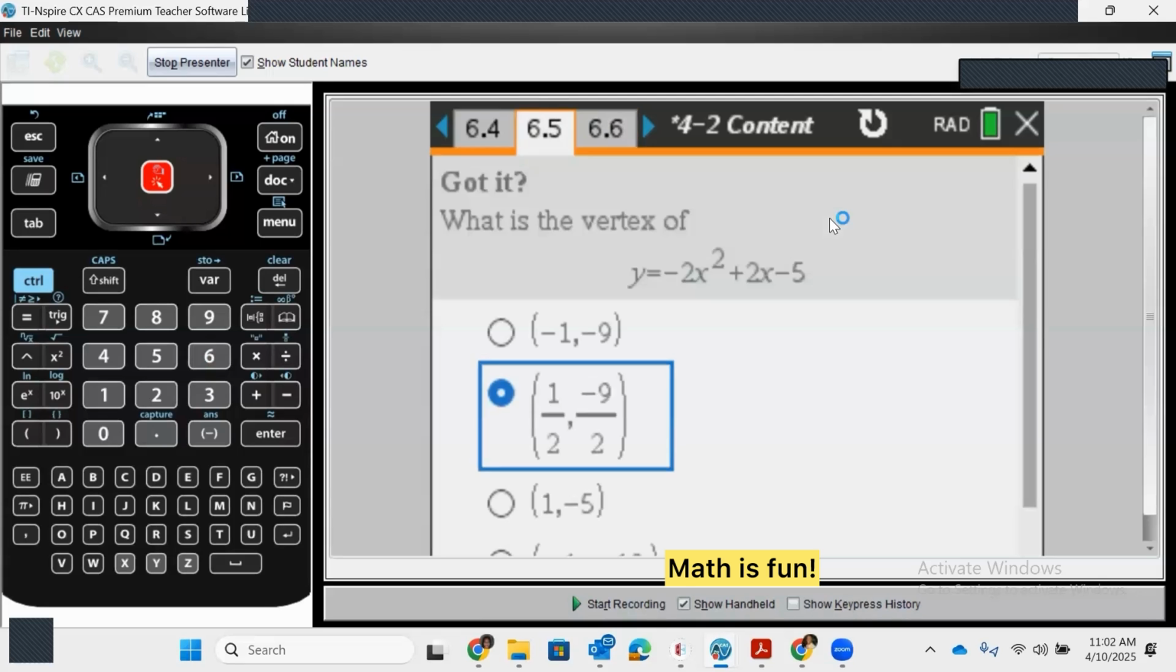Y equals negative 2x squared plus 2x times 5. So the first thing I should see you do is x equals negative b over 2a. So what's b? 2. Over 2 times a. A is right here. So what is negative 2? Well, it says a is 1.